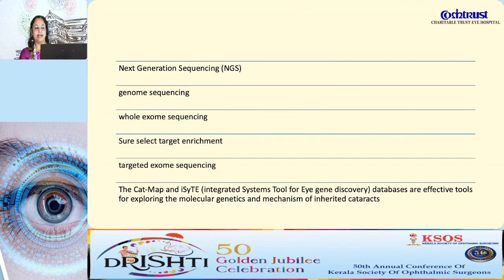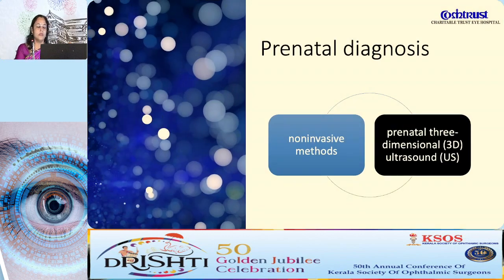So these are the various genetic tests that are being done nowadays, and the cost is also reducing in this time period, with NGS and whole exome sequencing. And this Cat-Map, which I have written at the end, is a database which tells each locus of the cataract, where it is, what type, and the syndromes that are associated. So this could give an idea of the gene that is involved. This is a database that is freely available. Then prenatal diagnosis: you can always use non-invasive methods and prenatal 3-dimensional ultrasound to detect if the child in utero itself is having a cataract.